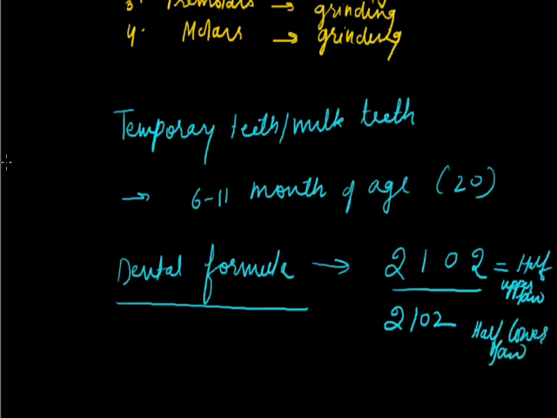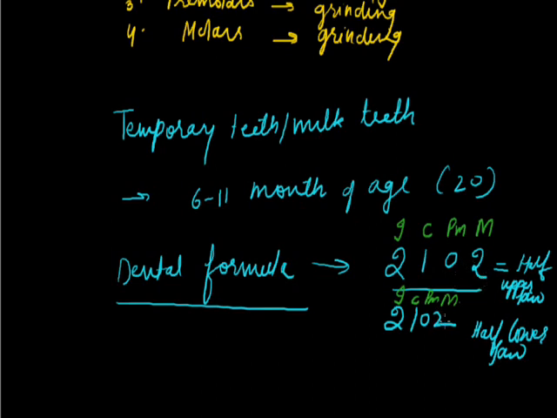Now what does this 2102 symbolize? This 2 symbolizes incisors, 1 canine, 0 premolars and 2 molars. Same is the case on the lower side: incisors, canines, premolars and molars. So this is just a half set of teeth in a child. If I double it, it will become double. So the total here on the upper side is 2102. If I add it, it becomes 5.